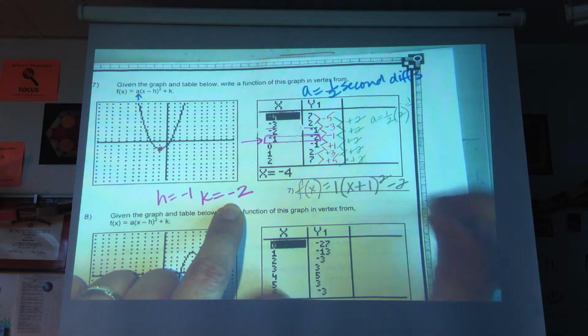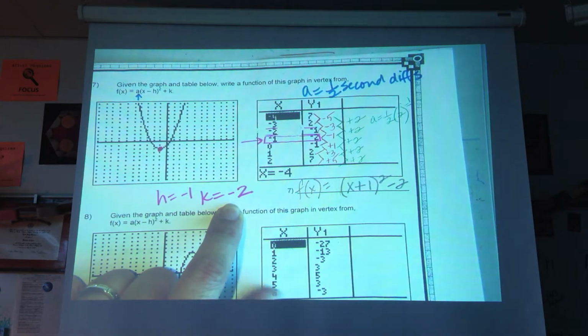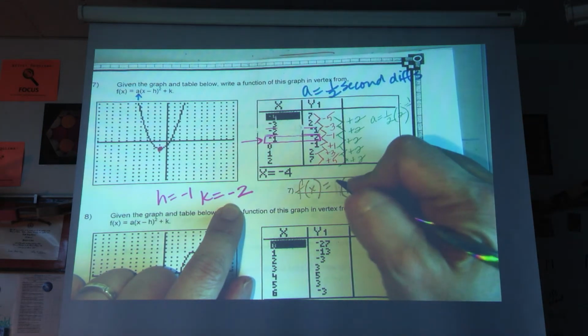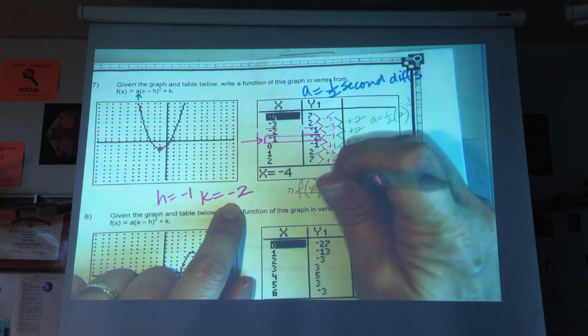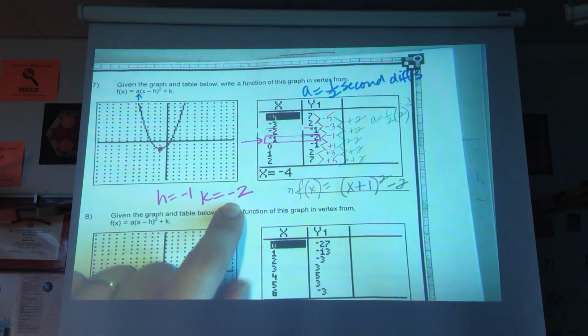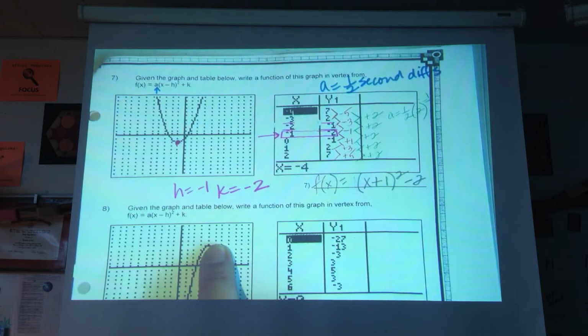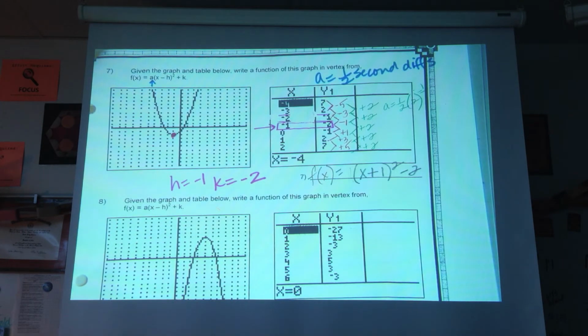And actually, this 1 right here doesn't need to be there. I just erased it. I had the 1 there for my a, and I just got it out of there because it doesn't need to be there. But that will get you through that process. Identify the vertex, find your second differences, and take half of it for the a, and you can write those equations.